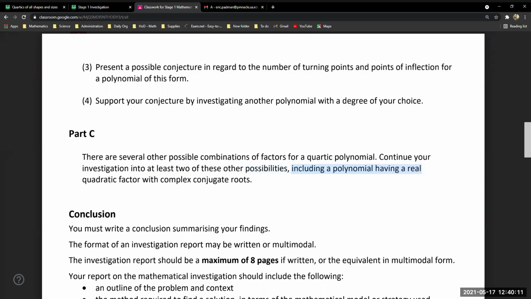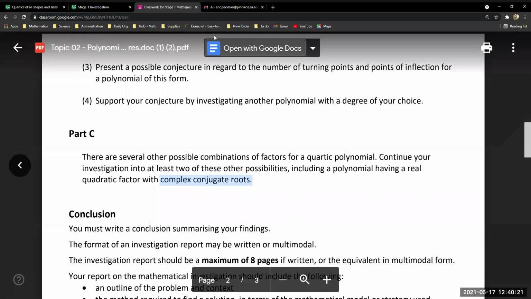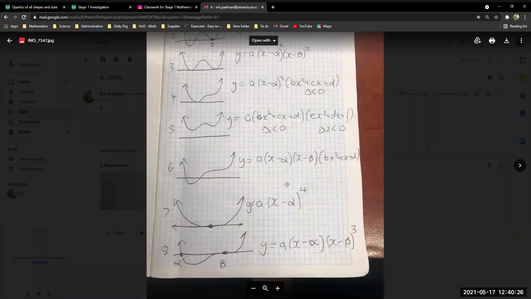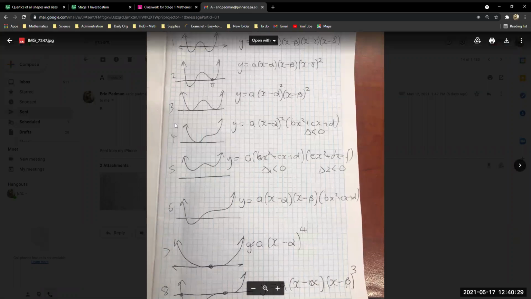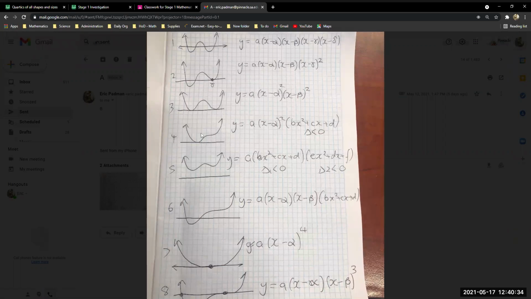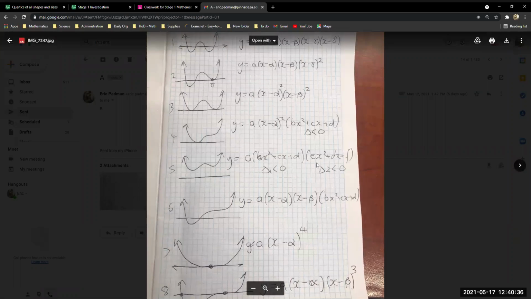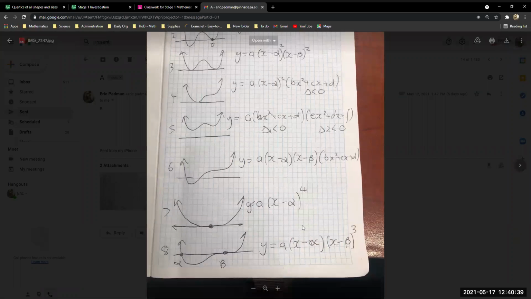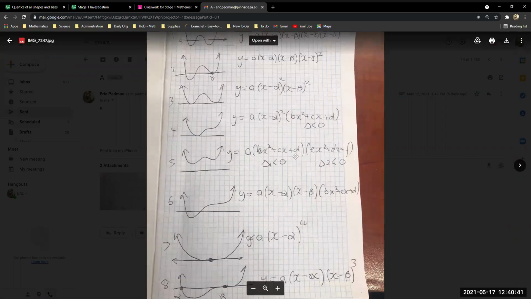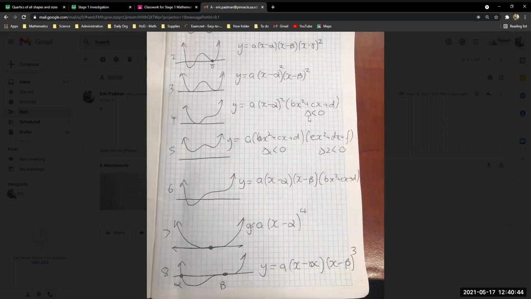When we go back to our assignment sheet for part C, we're looking at including polynomials having a real quadratic factor with complex conjugate roots. What does that mean? I'm not going to dwell on complex conjugate; we're going to do the assignment without even doing that. Going back to my image, for part C you need to be looking at polynomials that take the examples from number 4 or number 5 or number 6, the ones with delta 0.